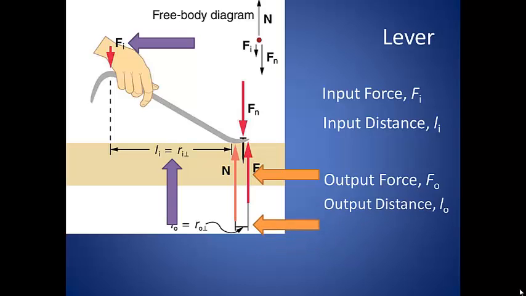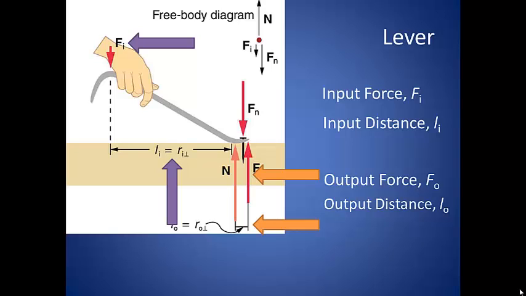Then we have our output distance, that is the distance from the nail to wherever the lever is actually pivoting. As you can tell, this distance is much shorter than the input distance. It is these differences in distances that allow us to create a useful expression for mechanical advantage.